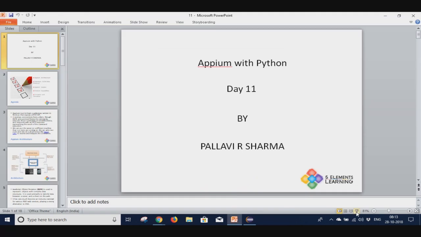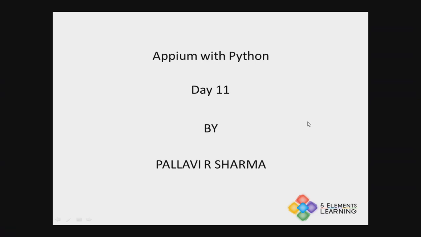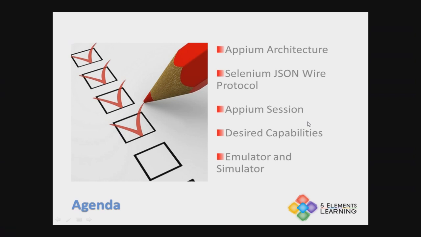So welcome to the day 11 session of APM with Python. We are going to talk today about the concept of APM architecture. We are going to have a look at the Selenium JSON wire protocol. We will understand what we mean by the word session in APM. We are going to talk about the concept of desired capabilities. And then we are going to talk about the concept of emulators and simulators.